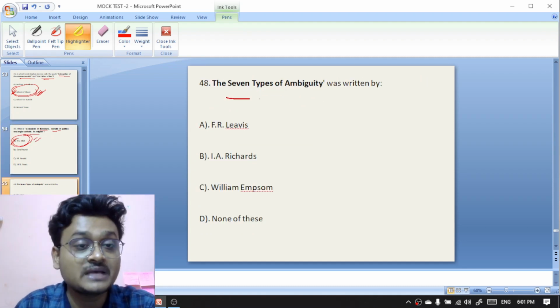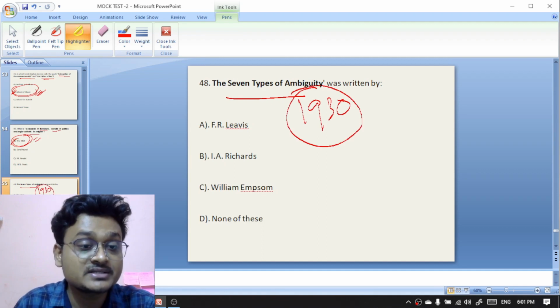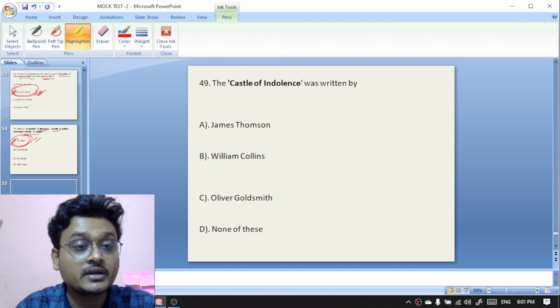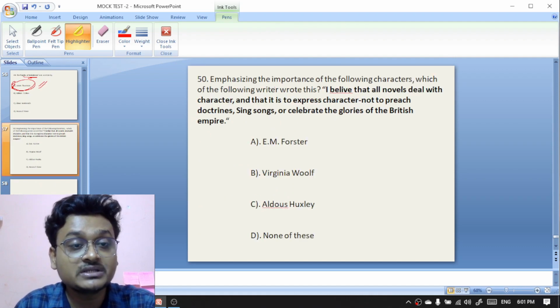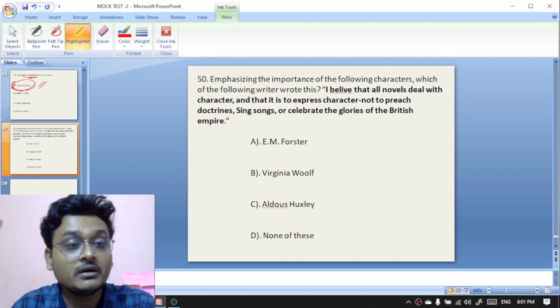Next question. Seven Types of Ambiguity, published in 1930 and associated with the New Critics, was written by William Empson. Next question. The Castle of Indolence was written by James Thomson. Next question, the last question here.